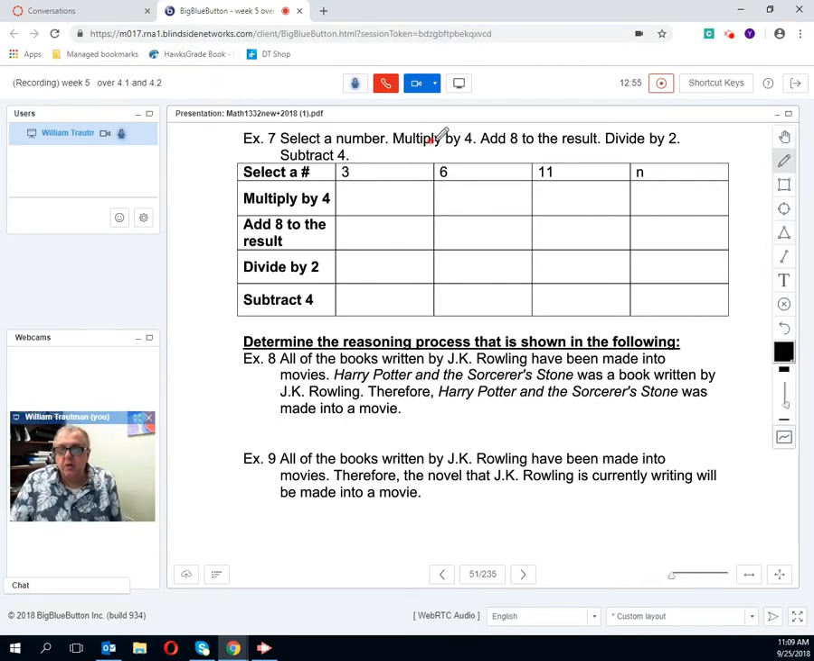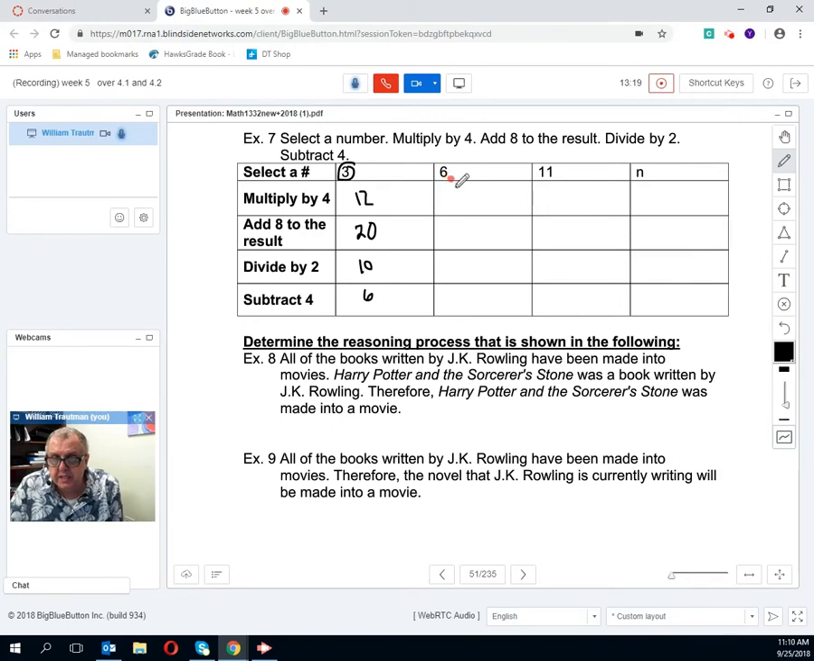Select a number, multiply by 4, add 8, divide by 2. Let's see what happens here. So they select the number 3. Multiply it by 4. 3 times 4 is 12. Add 8 to it. 12 plus 8 is 20. Divided by 2. 20 divided by 2 is 10. And subtract 4 and I get 6.